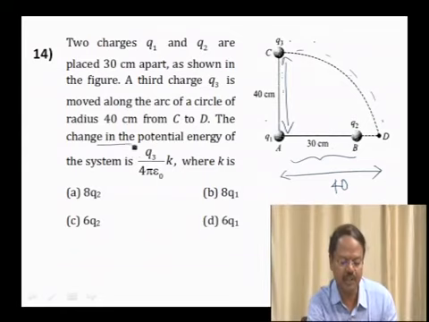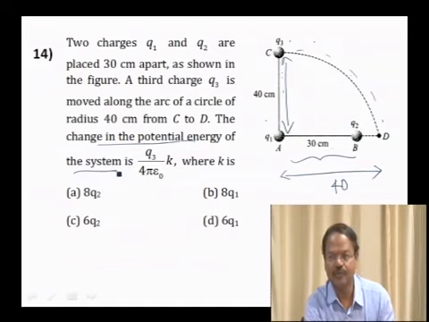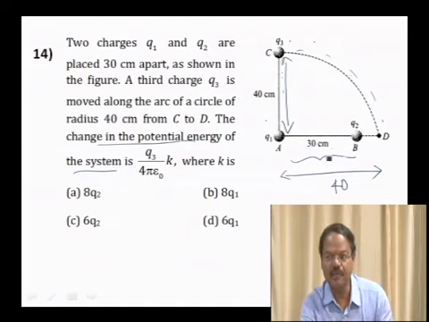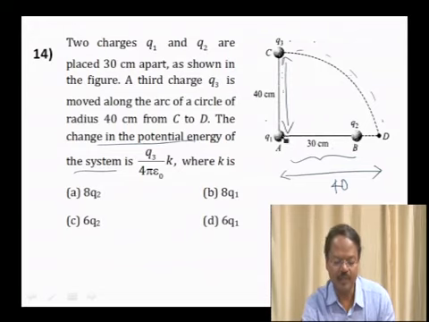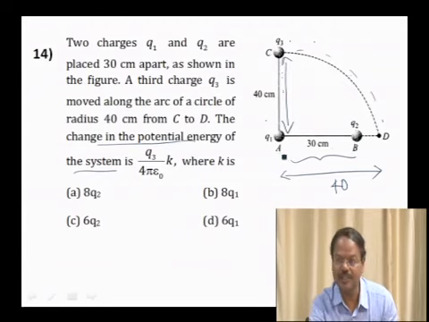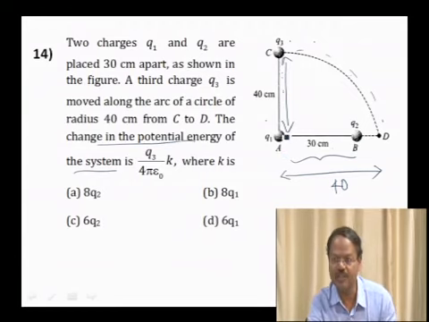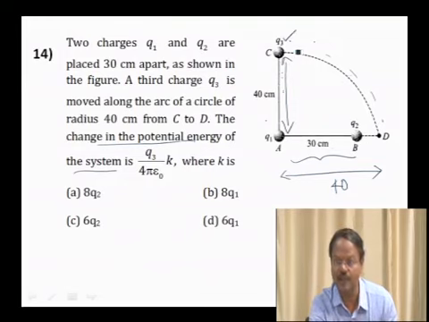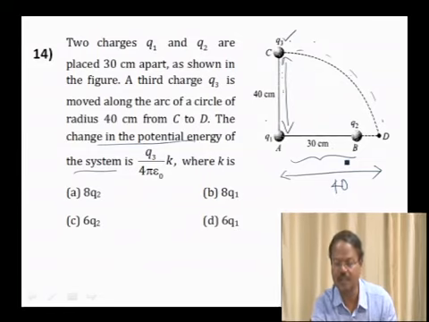The change in potential energy of the system. So you should consider the potential energy before the movement, when you are having A, B, C charges, and the potential energy when the system is A, B, D, and then take the difference. That gives you the change in potential energy. To do that, we need not consider the potential energy of Q1, Q2 itself, because there is no movement in that, and when you subtract, it goes off. So consider only the potential energy of Q3 with respect to the others, because that is the one which is moving.